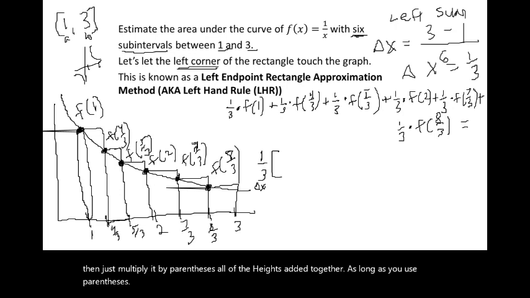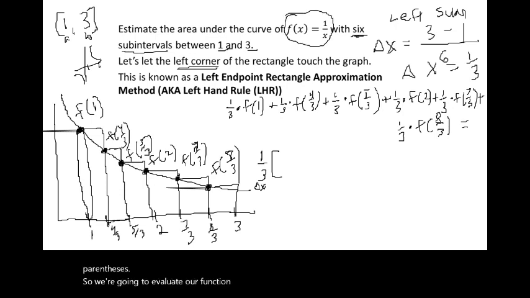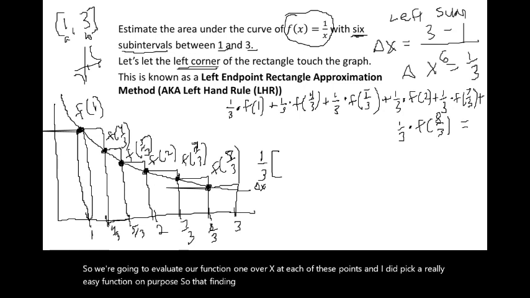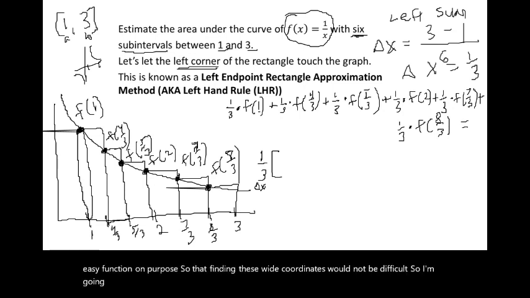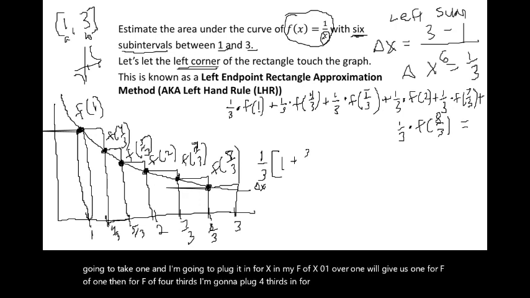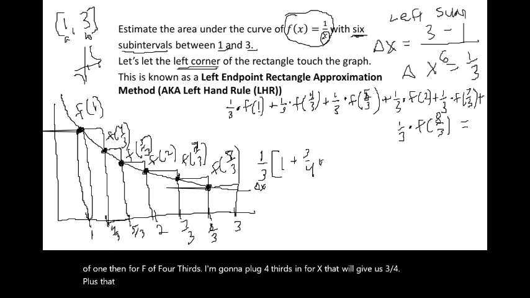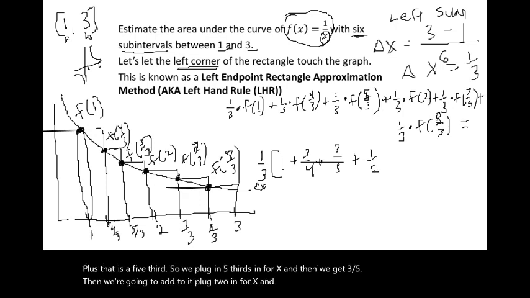So we're going to evaluate our function 1 over x at each of these points, and I did pick a really easy function on purpose so that finding these y-coordinates would not be difficult. So I'm going to take 1 and plug it in for x in my f of x, so 1 over 1 will give us 1 for f of 1. Then for f of 4/3, I'm going to plug 4/3 in for x, that will give us 3/4. Plus, for f of 5/3, we plug in 5/3 for x and we get 3/5. Then we're going to add to it, plug 2 in for x, and you get 1/2.